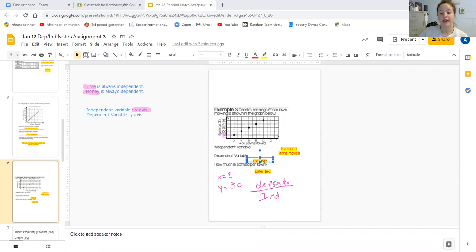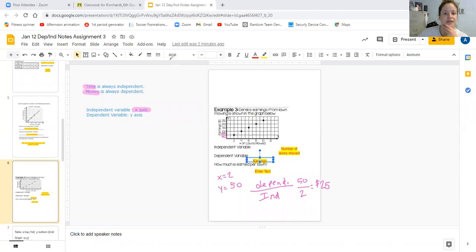So we know that that fraction bar means division. So our dependent was 50. Our independent is 2. So 50 divided by 2 equals 25. And that's how we got $25 per lawn. And if we want to do that with the other one, it would be the same way. Because if I use this other dot, I would have a y-axis of 100. And I would divide it by the x-axis of 4. And we get 100 divided by 4, which still equals 25.